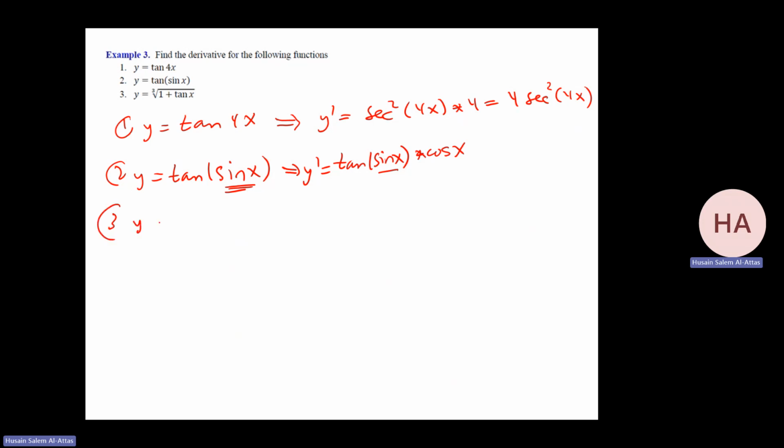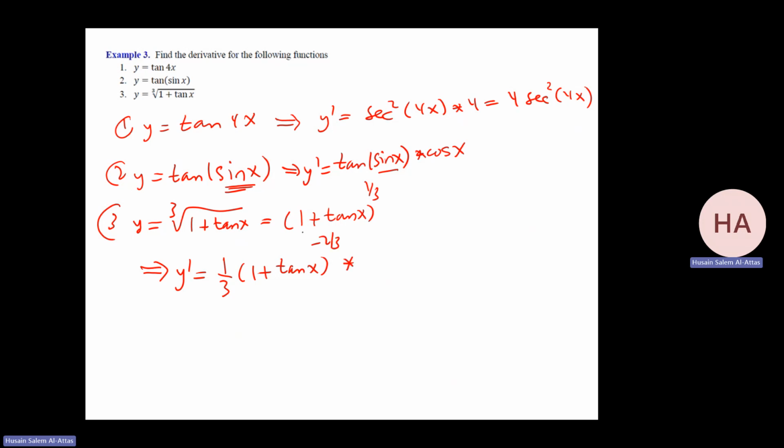3. y equals the cube root of 1 plus tan x. In other words, this is 1 plus tan x to the power 1 over 3. So y prime will be 1 over 3 times 1 plus tan x to the power minus 2 over 3 times the derivative of this, which is secant squared x.